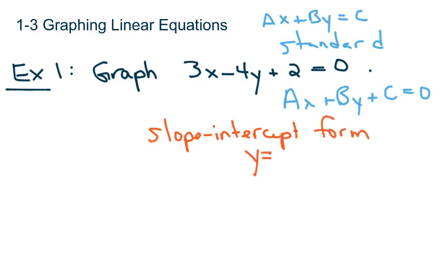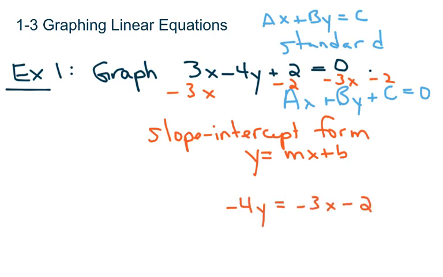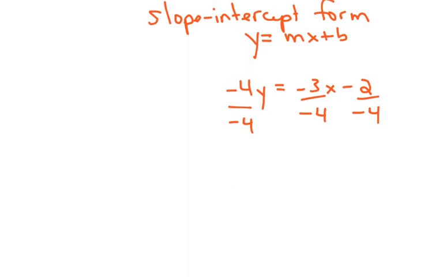In order to put this equation in slope-intercept form, you have to subtract 3x from both sides, and you have to subtract 2 from both sides. So now you're left with negative 4y is equal to negative 3x minus 2. And now, to get rid of the negative 4, you have to divide everything by negative 4. So you're left with y is equal to positive 3/4 x plus 1/2. That means the y-intercept is 1/2 and the slope of the line is 3/4.